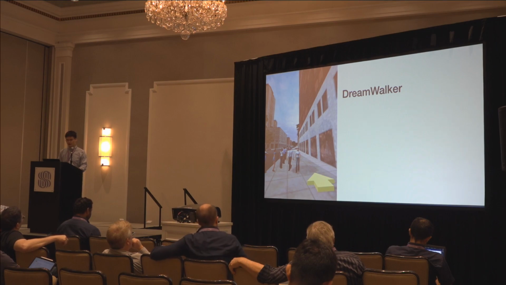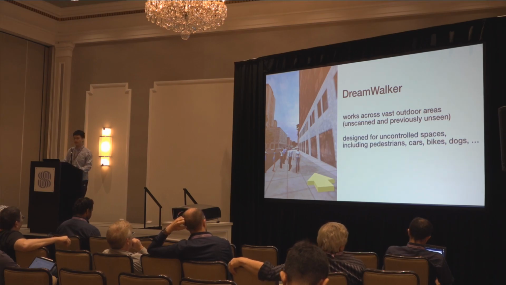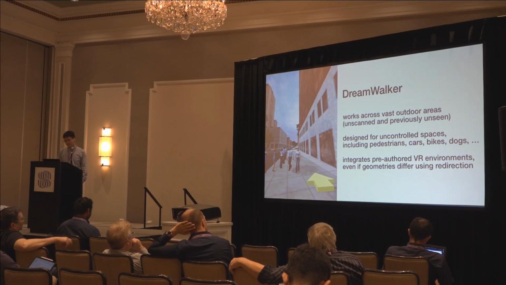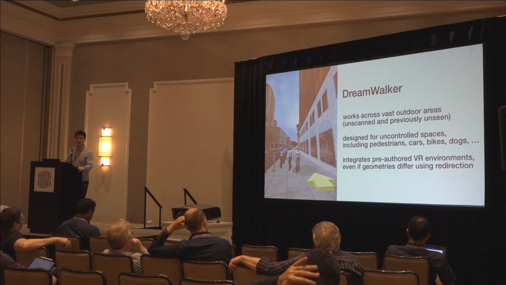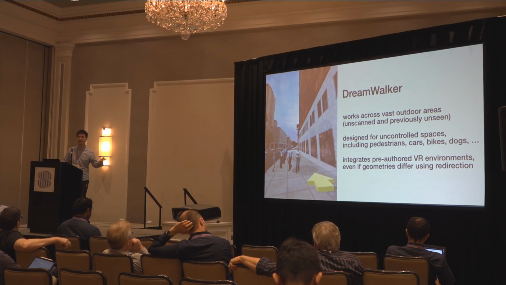In comparison, DreamWalker is not limited to indoor spaces and works with both unseen and unscanned environments. This means that DreamWalker can handle a variety of different uncontrolled objects, such as pedestrians, cars, bikes parked on the street, and maybe not dogs running around, but definitely a lot of other people walking around. It uses pre-authored VR environments, which is quite different from prior work. And even if the geometry is different from the virtual reality, we use redirection to make sure the user always walks on the path in both the real world and the virtual world.